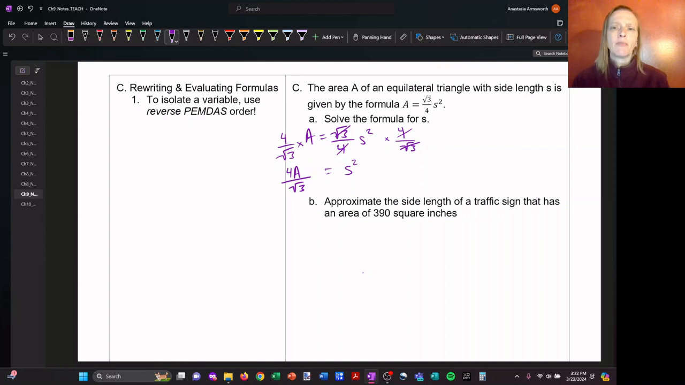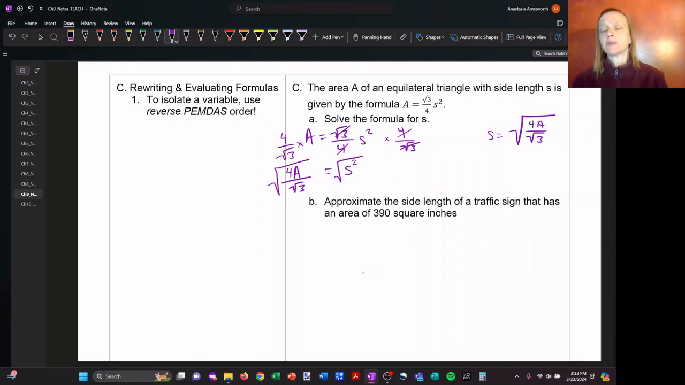Now, I want to solve for s, not for s squared. So I still don't have s all by itself yet. It's got a square symbol attached to it. So what I need to do is take the square root of both sides. And when I do that, I then get a final answer of s equals the square root of 4a over the square root of 3.